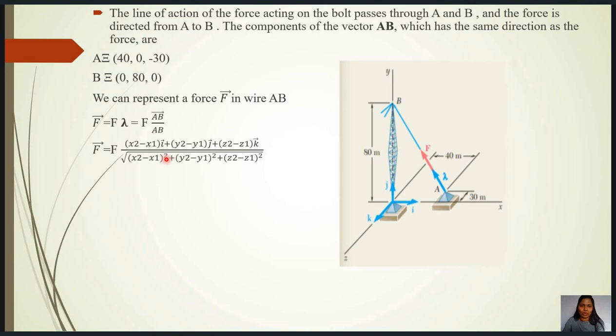Then the magnitude of F is already known to you, so it is 2500 Newton. Then the equation becomes F bar is equal to minus 1060i plus 2120j plus 795k. So this equation indicates that the force has its components along x, along y, and along z as this. That is, the components of the force are Fx is minus 1060 Newton, Fy is 2120 Newton, and Fz is 795 Newton.